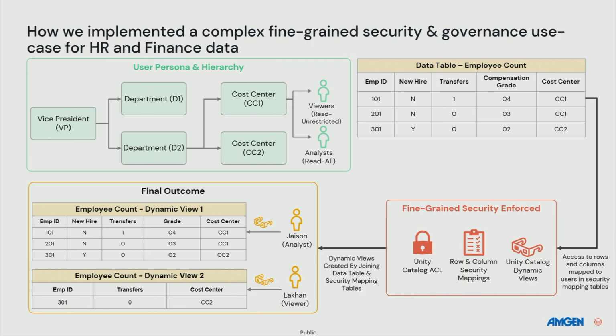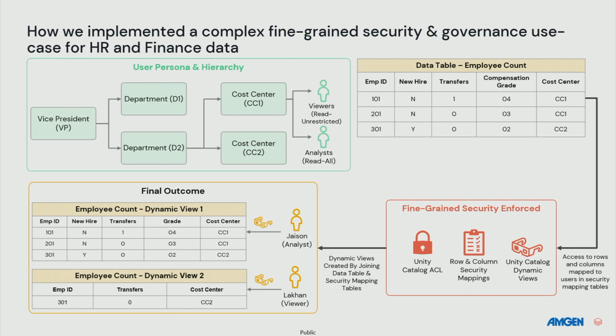There's one example that you can see here: a person named Jason, who's an analyst, firing the same query on a dynamic view and getting a different result, while the person named Lakhan as a viewer can see a different set of columns and a different set of rows, because that's how dynamic views apply.